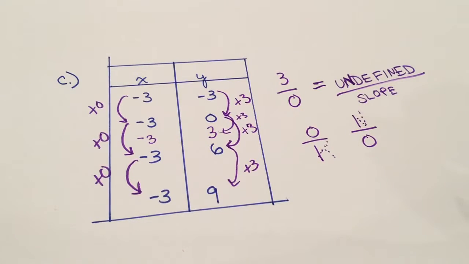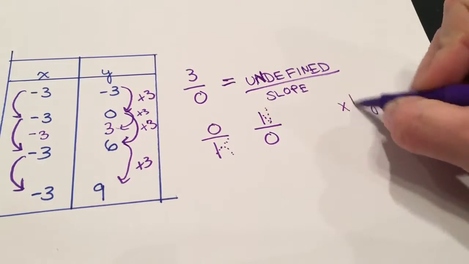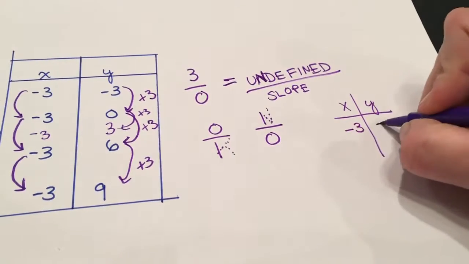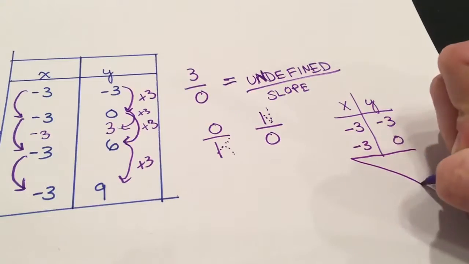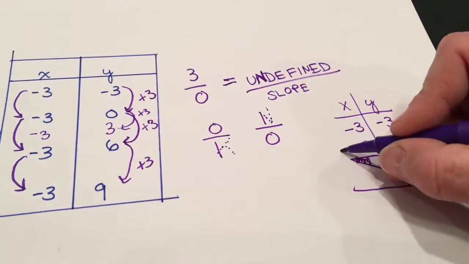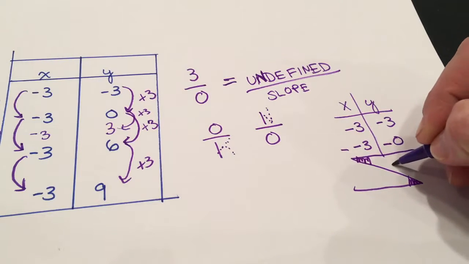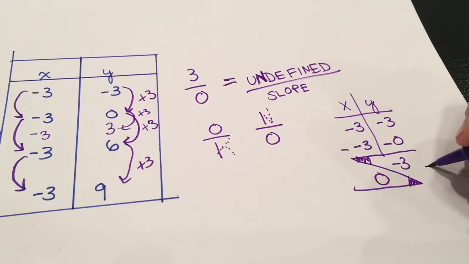Okay, so basically, if I do the same thing with this chart like I showed you before, you're going to get the same results. Pick 2 points, any 2 points. Mask of Zorro backwards. And I'm going to do minus and minus. This is going to give me -3 over 0, which is undefined.